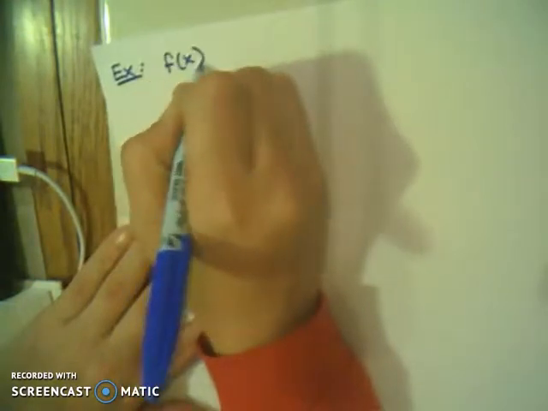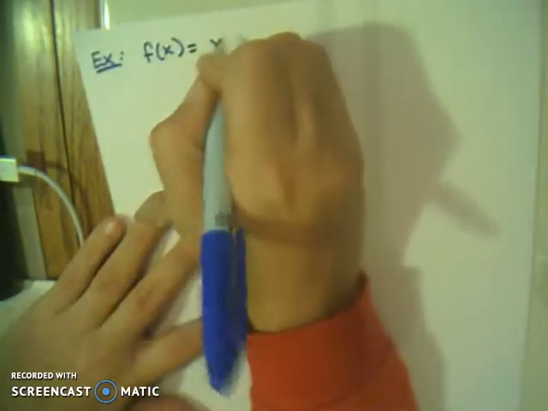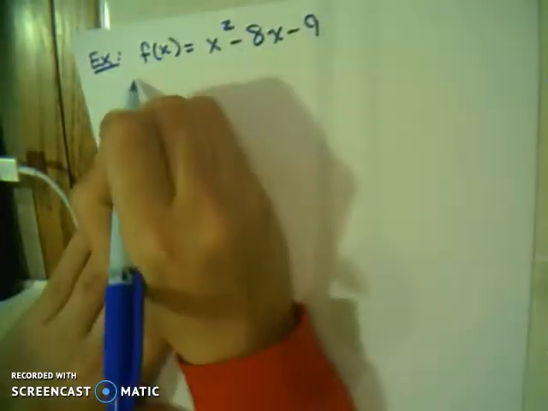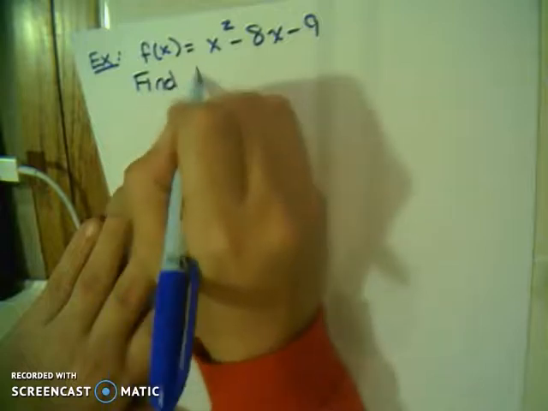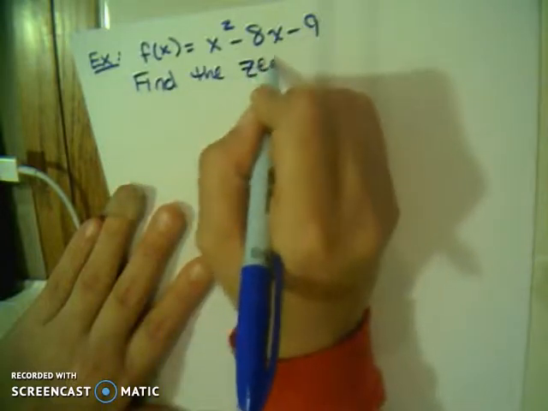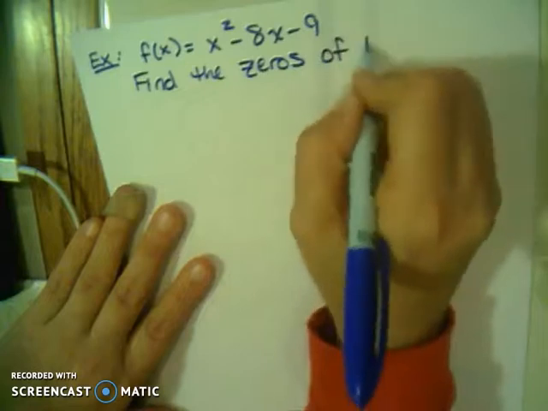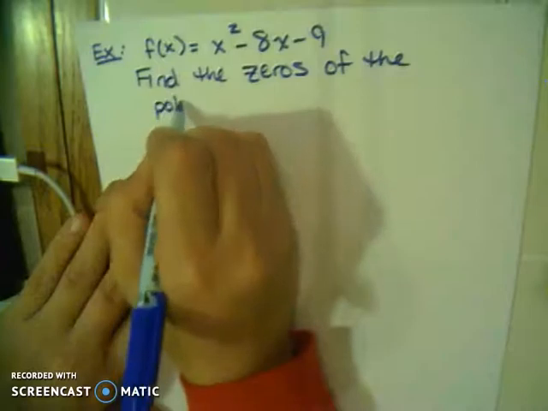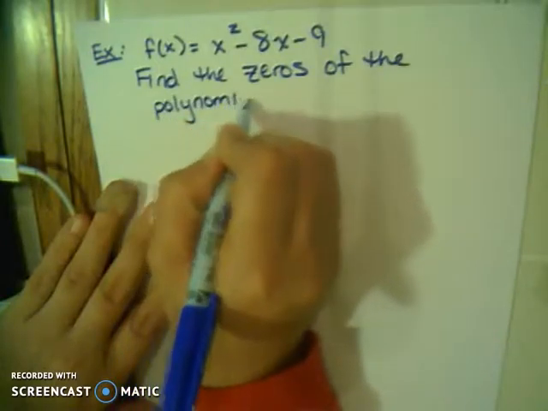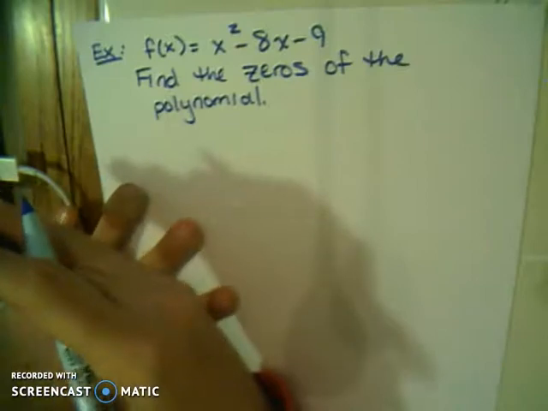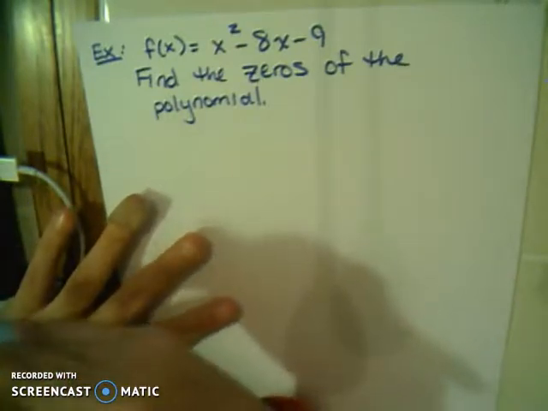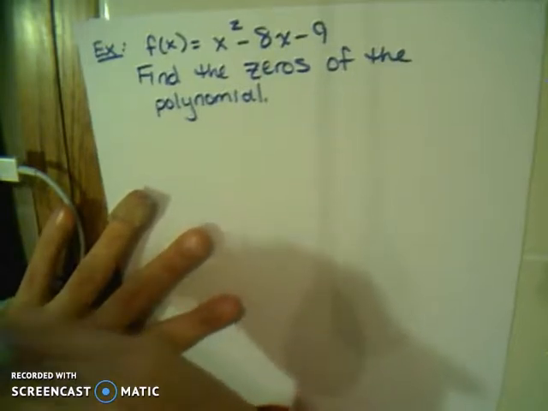Let's say that f of x equals x squared minus 8x minus 9. And I want to find the zeros of the polynomial. And I'm not saying how to do it. It's your choice how to do it, however you understand the best to do it. And it's really optimal to understand all of the ways. That way you have options. But as long as you really understand at least one of them, then you should be able to get the answer.